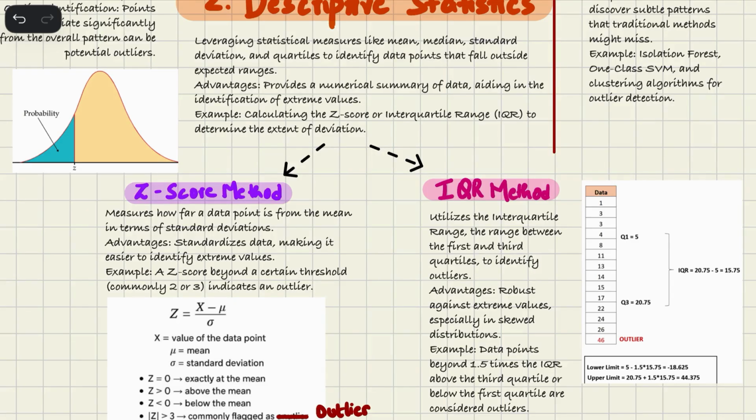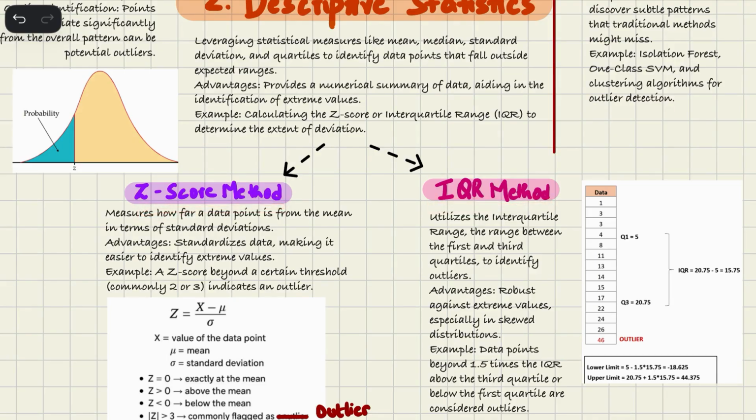So think of z-score as a social distancing rule for data. If the average distance from the center is 1 meter and someone is standing 4 meters away, that means they are breaking the rule and they get flagged. All right, so this is the concept of z-score.